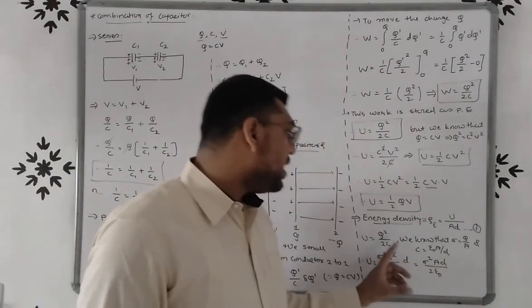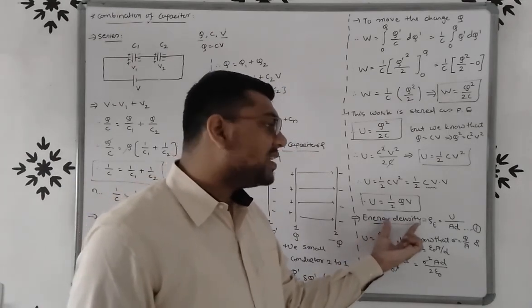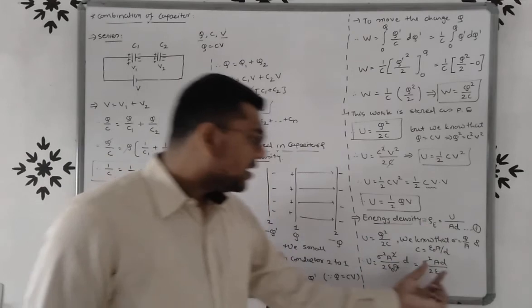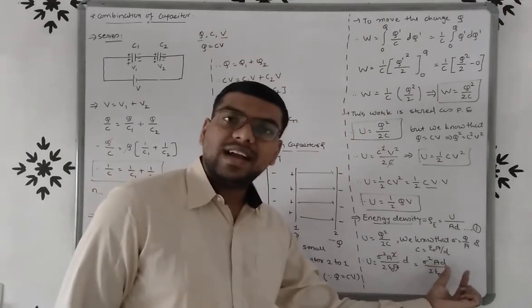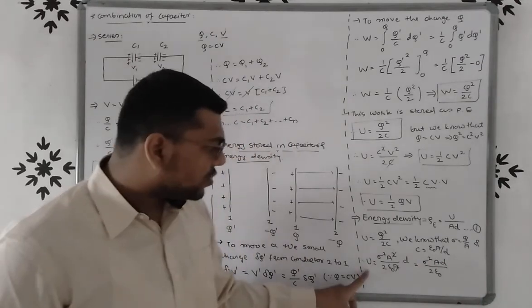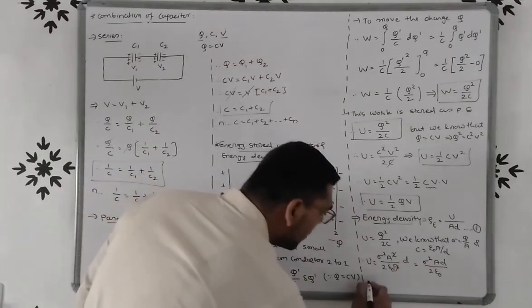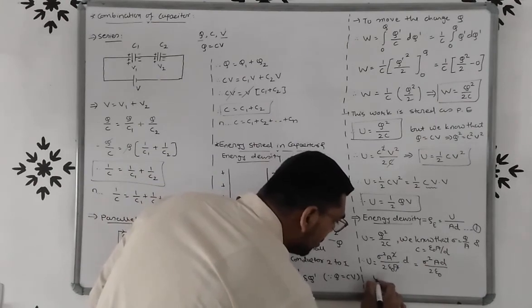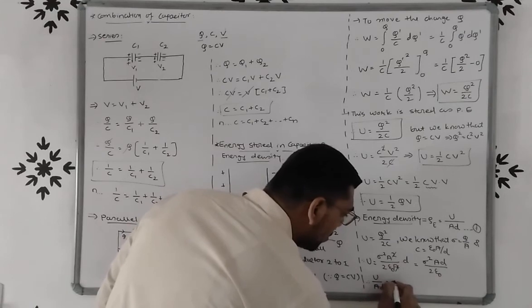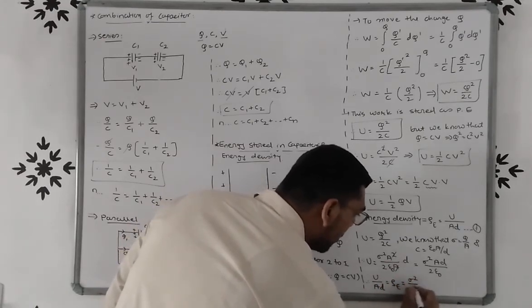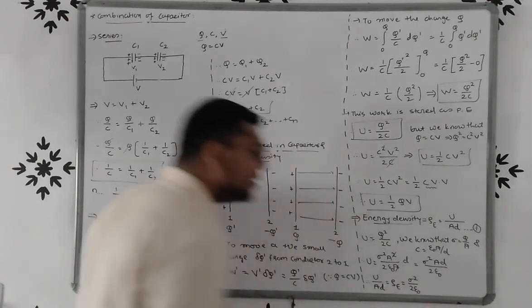So we have to write the equation of energy density, that is rho E, U by AD. So U is here. We take this AD from the right hand side into the left hand side. So U by AD is equal to rho E, which is equal to sigma square upon 2 epsilon 0.